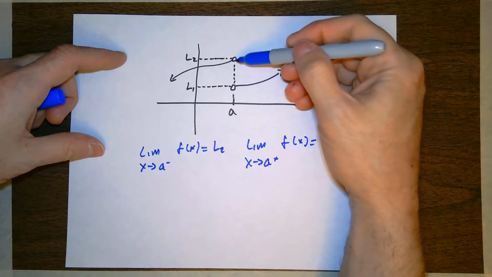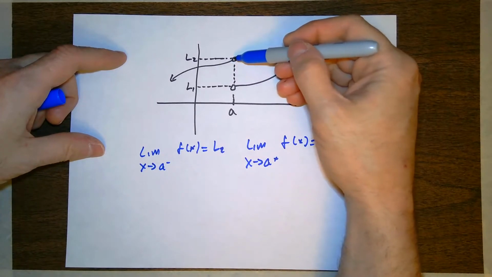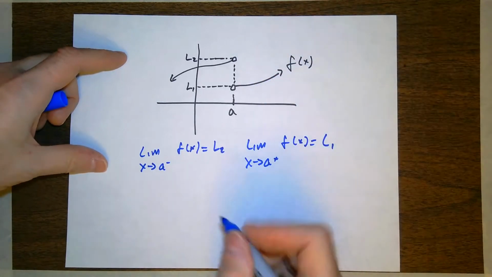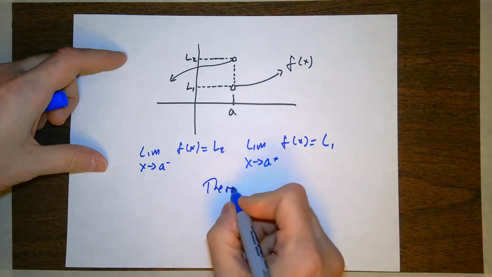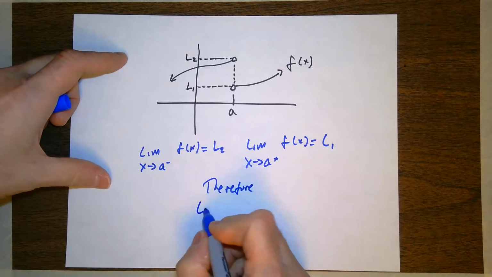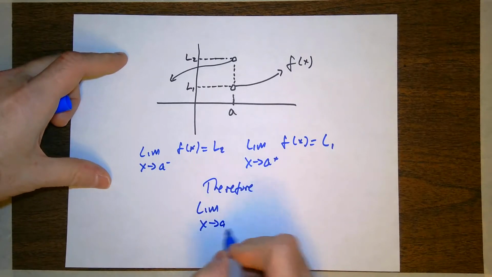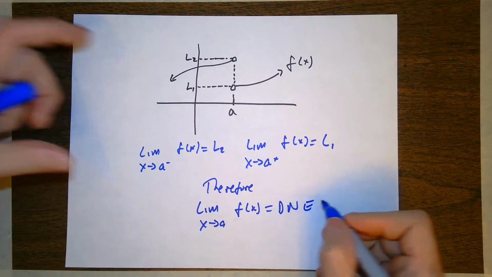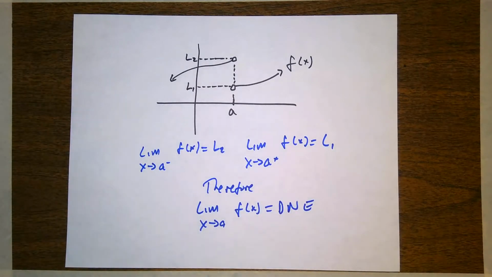Now, even if I plugged the hole here and defined the function to actually be f of x equals L2, there still isn't going to be any limit. Therefore, the limit as x approaches a of f of x does not exist. It has to be approaching the same thing from both sides in order for the limit to exist.